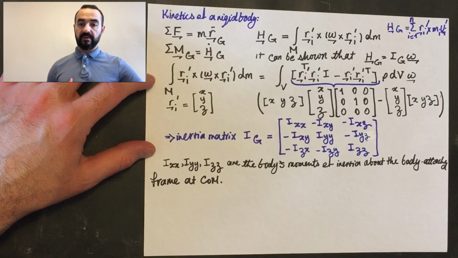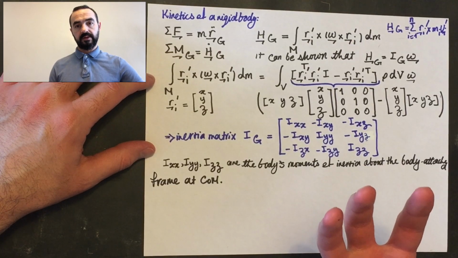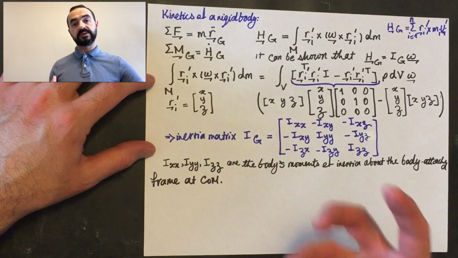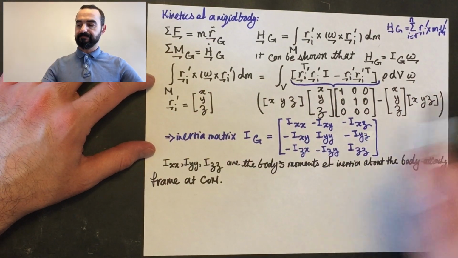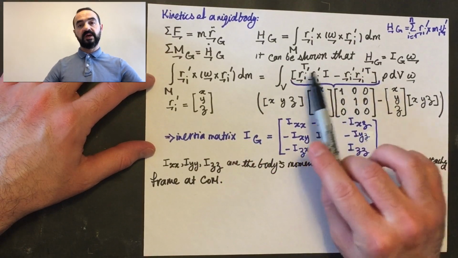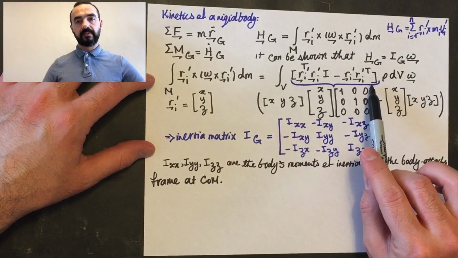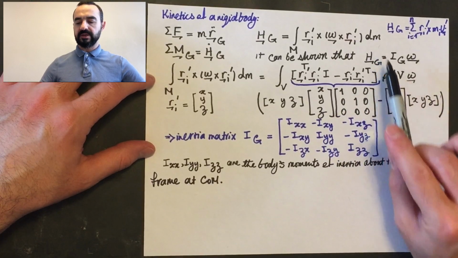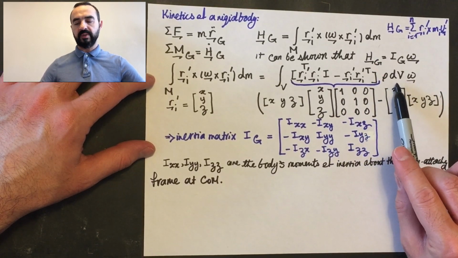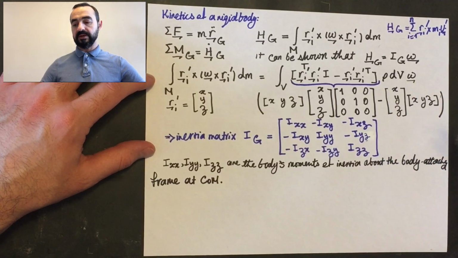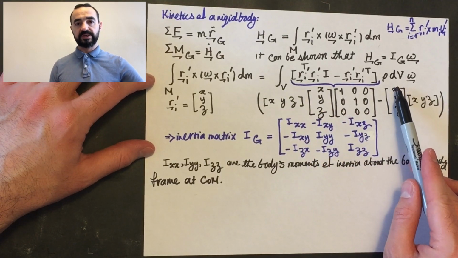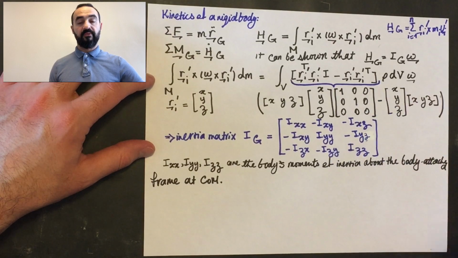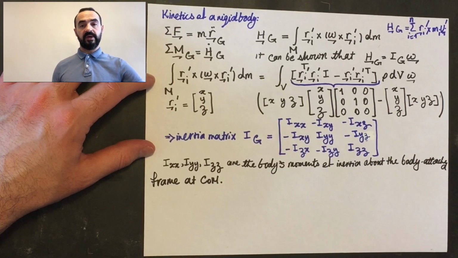So based on that, we're going to use a mathematical identity to replace this cross product with these two terms in the bracket, and we can also replace dm with rho dV, rho being density, and dV now a small volume in this rigid body, and then expand this expression and find what's called the inertia matrix.